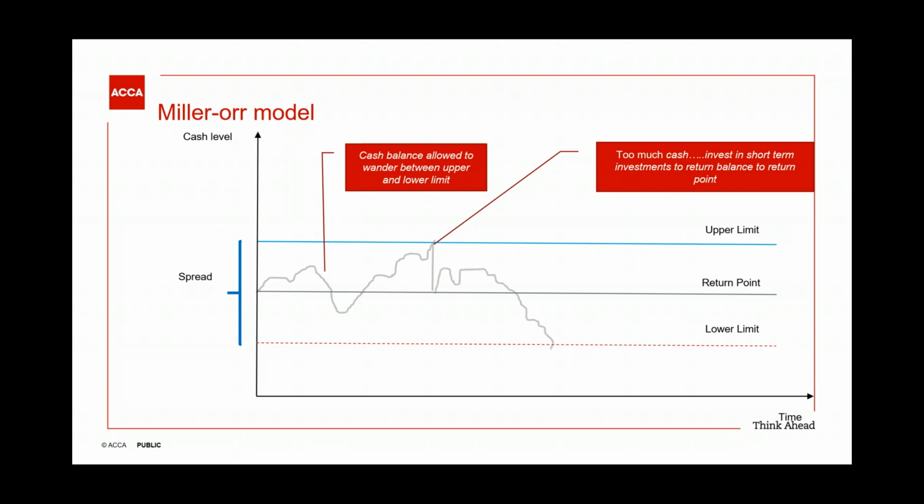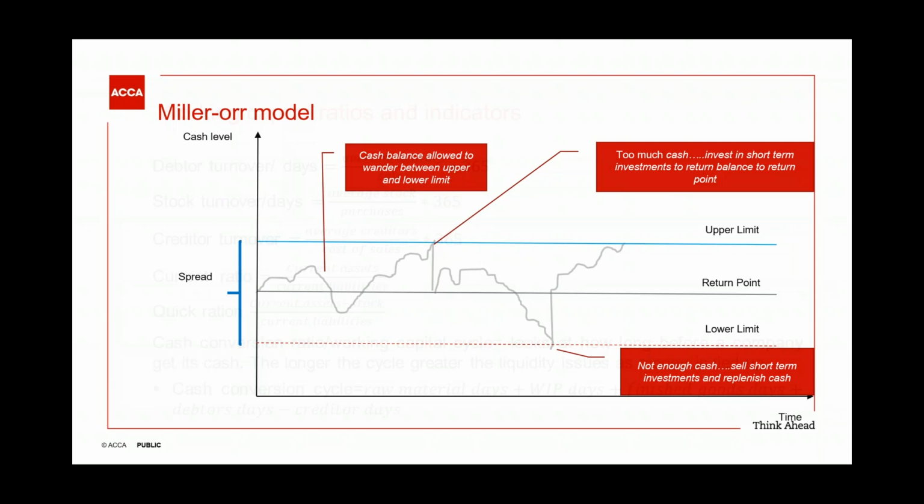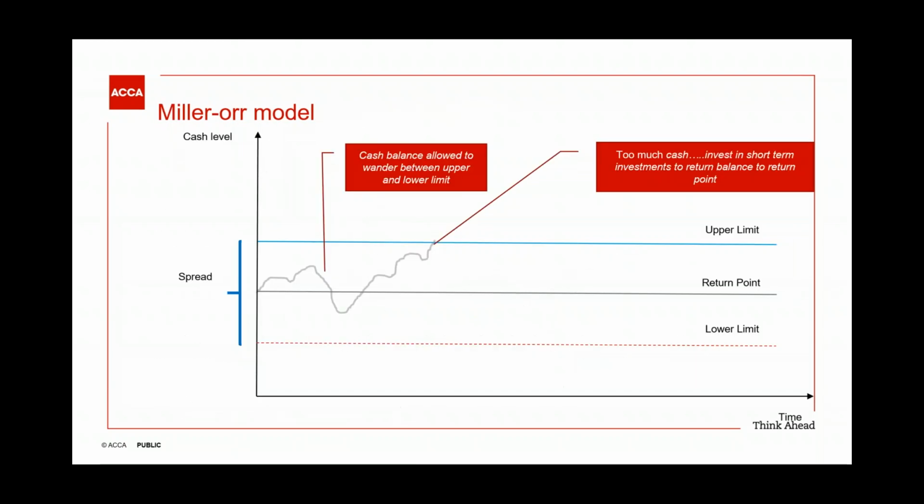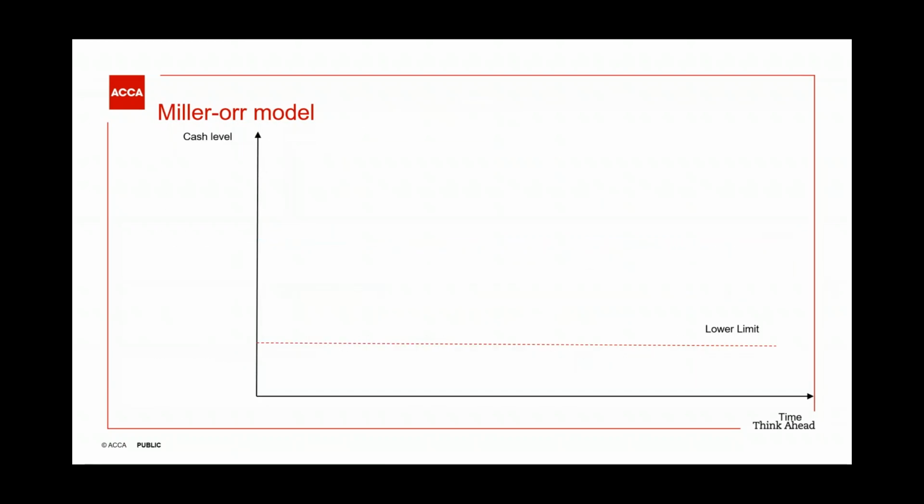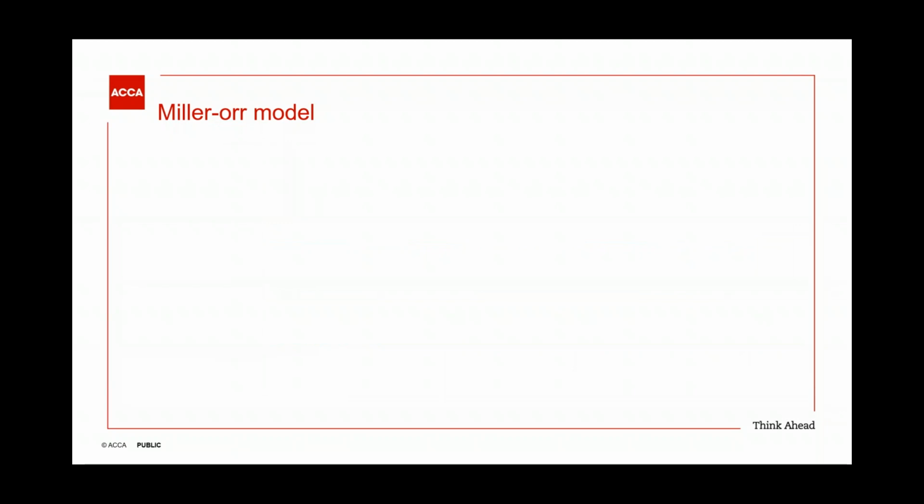Then again the cash flow can fluctuate, but if it hits the lower limit, it means you're not holding enough cash. That's the time to sell short-term investments and replenish the money, bringing it back to the return point again. So this is how the model works, and to work those values out, I have shown those equations there.